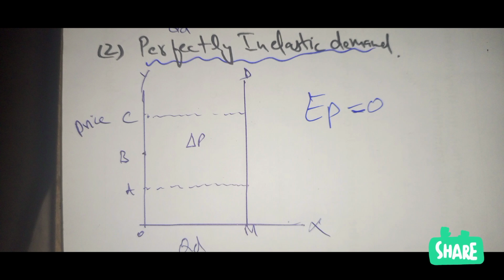Actually, the necessities of life have perfectly inelastic demand. For example, flour, sugar, tea, pulses, rice, etc. Their demand does not change with the change in price.